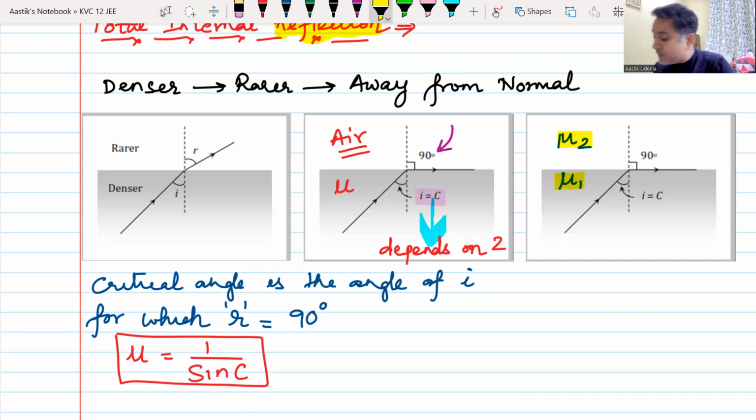Which one will be more? Mu1 will be more or mu2 will be more? Mu1 is denser. Mu2 is rarer. So mu1 will be more and mu2 will be less. That is correct. Now, can you tell me the relation between mu1, mu2 and C? This C would be the critical angle for these two mediums. And remember, for different mediums, the critical angle changes.